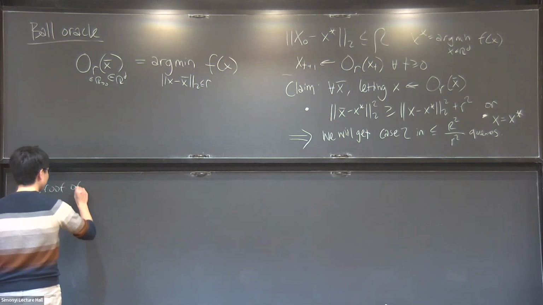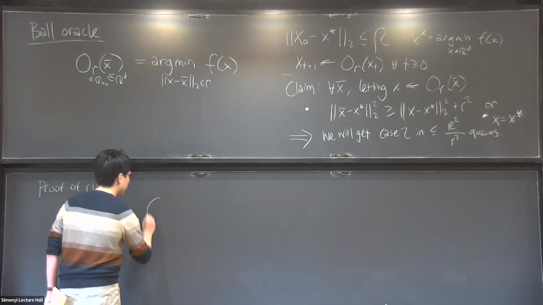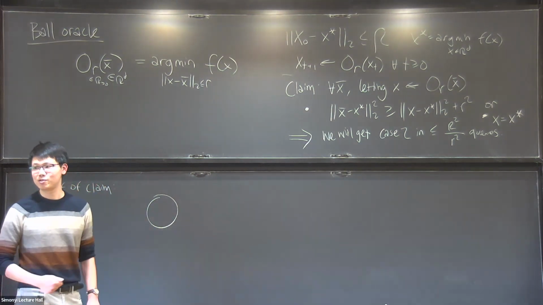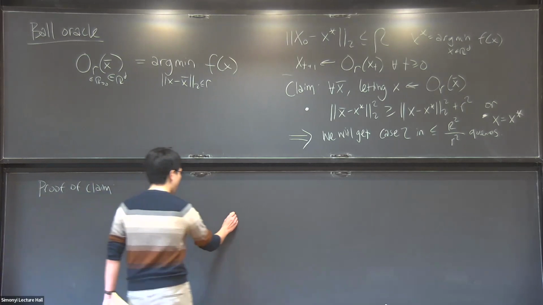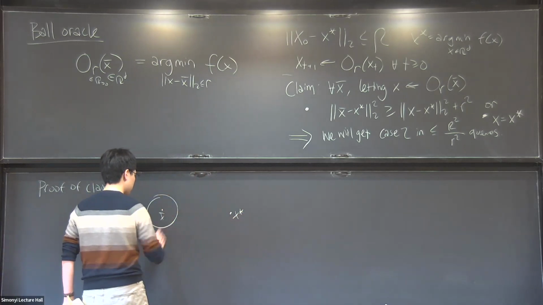And I will just draw a picture. So here's the idea. Case 2 only happens if x star is allowed to be a return minimizer. So let's suppose we're not in case 2, right? X star is somewhere out here, and x bar is here, right?